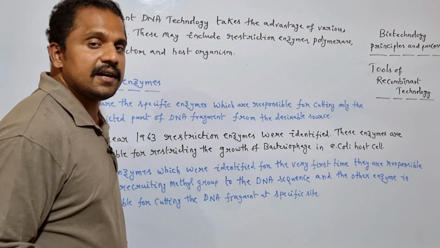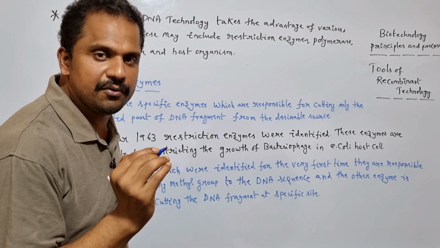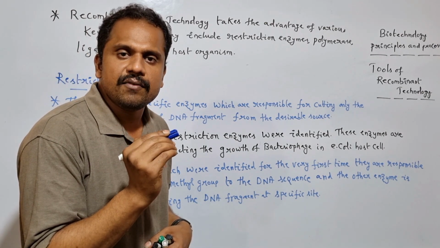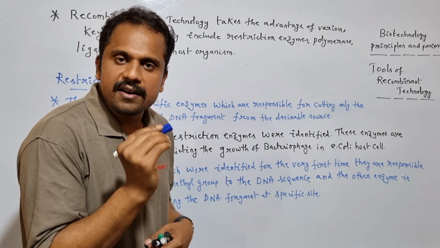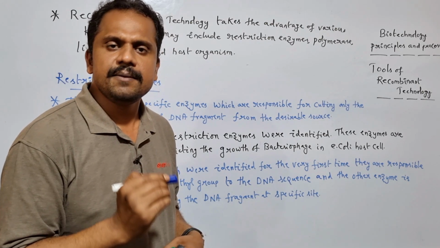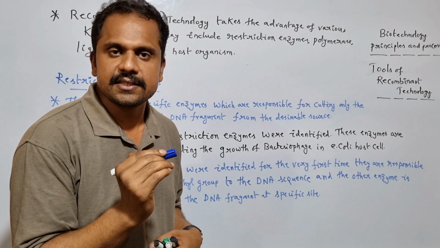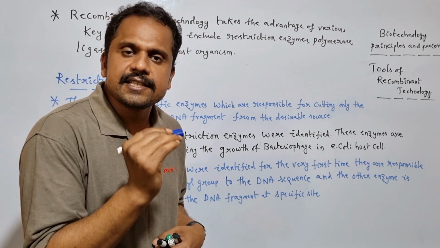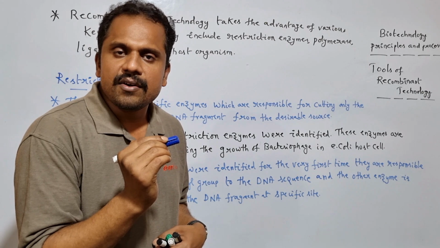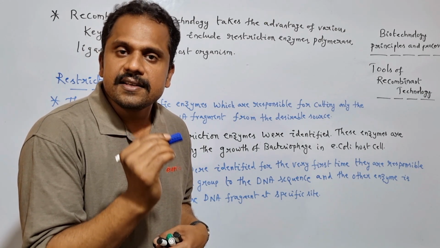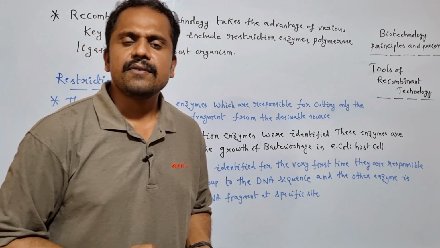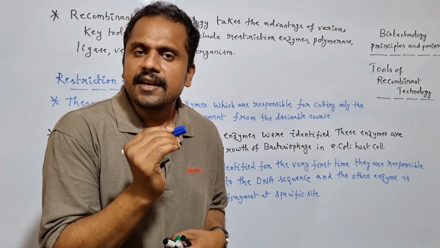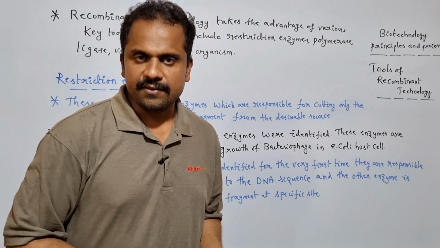The very first restriction enzyme which was identified was HindII. The HindII restriction enzyme was capable of recognizing the particular DNA sequence by taking the advantage of a 6 base pair sequence which is termed as the recognition site or recognition sequence. Is it clear?